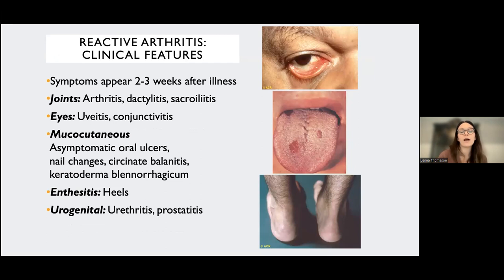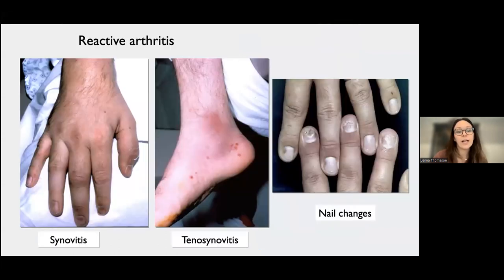Again, with the heel insertion, the Achilles or other areas, dactylitis, they can have sacroiliitis, they can have inflammatory eye disease, so uveitis or conjunctivitis. They may have some oral ulcerations, nail changes, circinate balanitis, and they may have that skin finding that we saw in our patient, which is keratoderma blennorrhagicum. Can also have urethritis, prostatitis, and these are some photos.